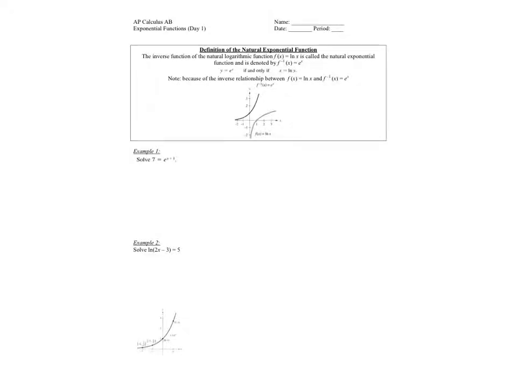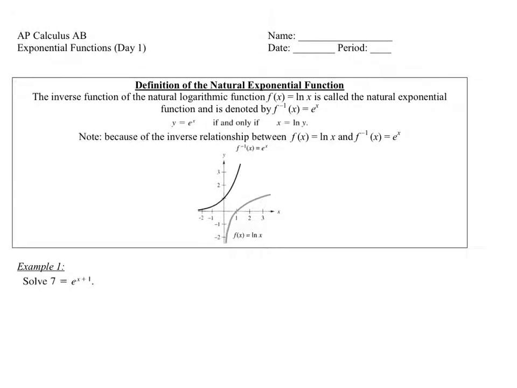So, as we look back at exponential functions, I want to examine a definition here. Since we've been talking about inverse functions, the definition of the natural exponential function, or e to the x: the inverse function of the natural log function, f of x equals ln of x, is called the natural exponential function, f inverse of x equals e to the x. And here you have the relationship: y equals e to the x if and only if x equals ln of y.